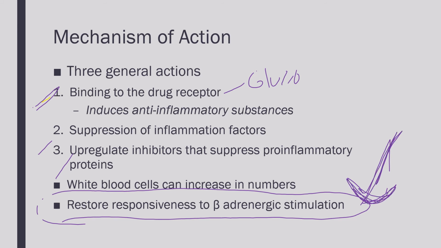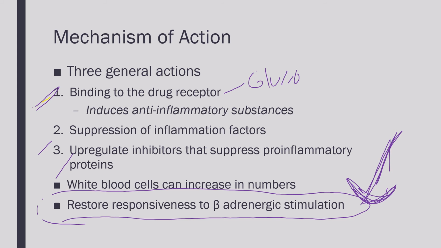Drawing a giant arrow to it. And the whole point is to restore that responsiveness to the beta-adrenergic stimulation. If there's a lot of inflammation going on, the lungs may not be able to respond to beta-2 stimulation, right? So you can give them nebulizer after nebulizer after nebulizer, and you may not see any difference, hardly any difference at all, if any, on that patient.